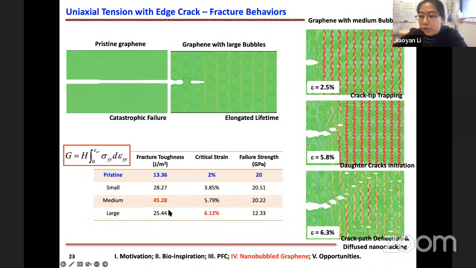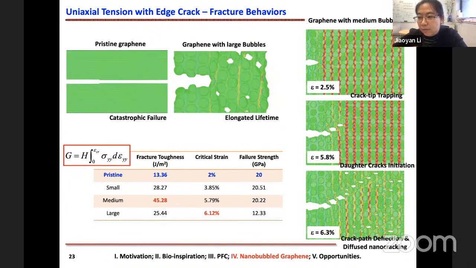So for the study of fracture behavior, again, we still perform the simulation for a sample with edge crack, and compare. On the left you see the crack propagation for the pristine graphene, and on the right you see the damage evolution for the nanobubbled graphene. And we can also compute the fracture toughness. From this table, you can see that the medium bubble can give us the highest fracture toughness, which can be 4 times that of the pristine case.